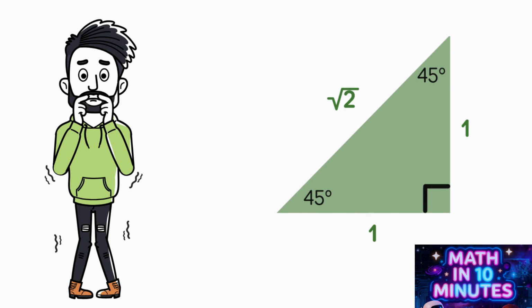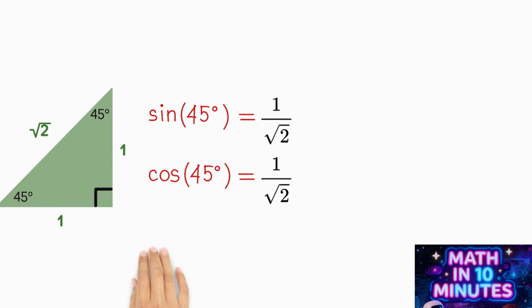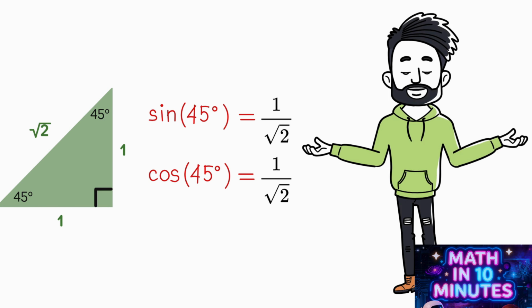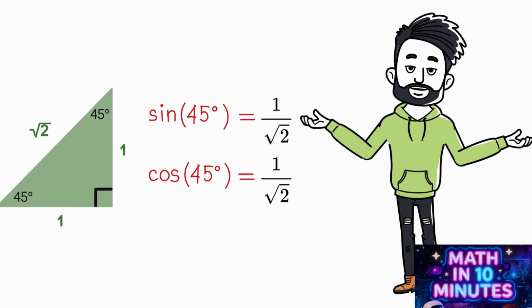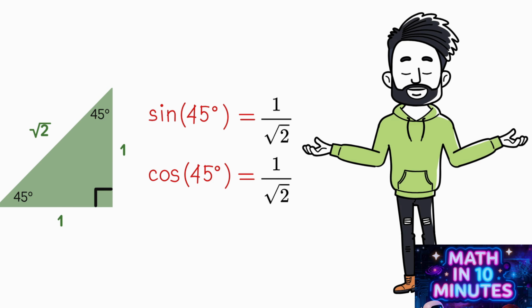All right. We have another one now. Angle of 45 degrees. If we have a triangle whose two angles are 45 degrees, then the sides of that triangle are 1, 1, and radical 2. Again, you can use Pythagoras to check if it actually works. All right, let us find sine of 45 degrees. Opposite over hypotenuse. So 1 over square root of 2, right? And then cosine of 45. Again, 1 over square root of 2.